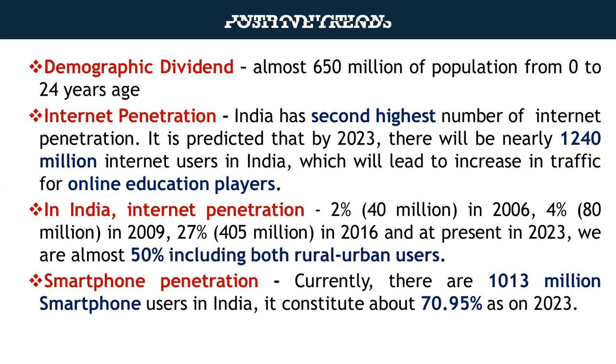Then looking at the trend, what is the trend in India as far as internet penetration is concerned? Only 2% was there in 2006. Now, including rural, almost 50% have internet penetration. In a small period, there have been drastic changes. Then looking at smartphone penetration, as of today almost 70% smartphone penetration is there. These are some of the positive trends that contribute a lot to higher education as well as the use of information and communication technology.